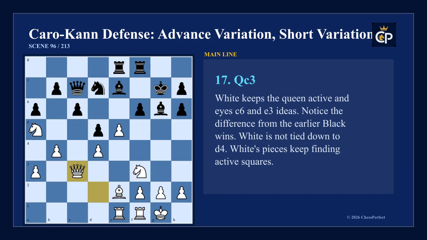Queen c3. White keeps the queen active and eyes c6 and e3 ideas. Notice the difference from the earlier Black wins. White is not tied down to d4. White's pieces keep finding active squares.